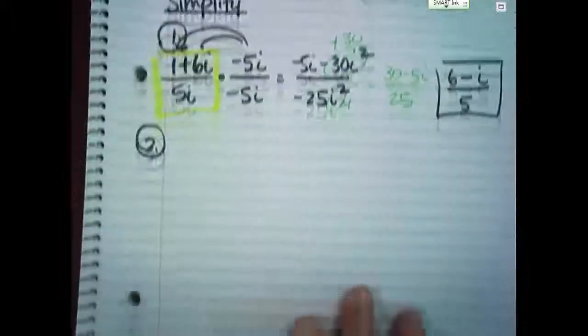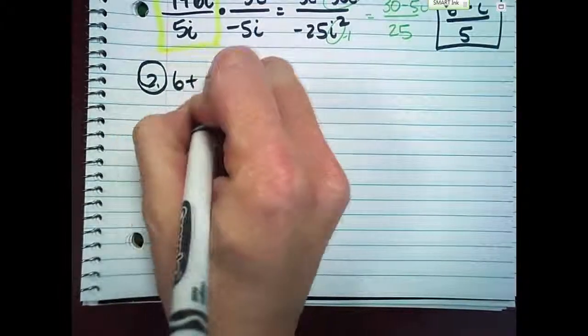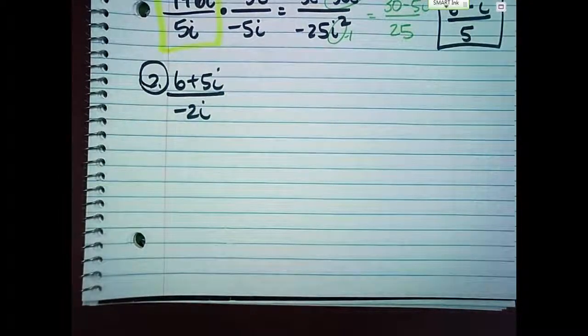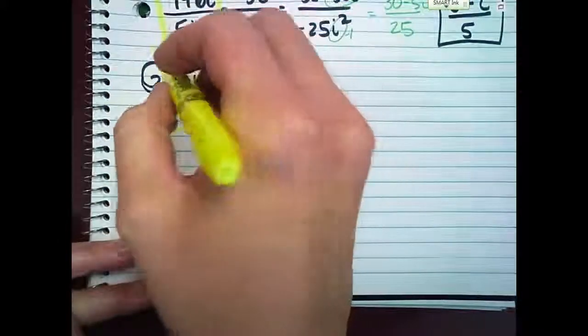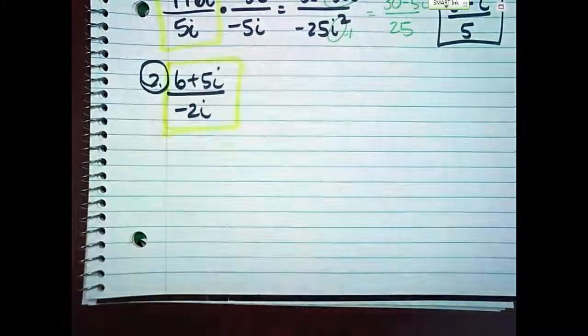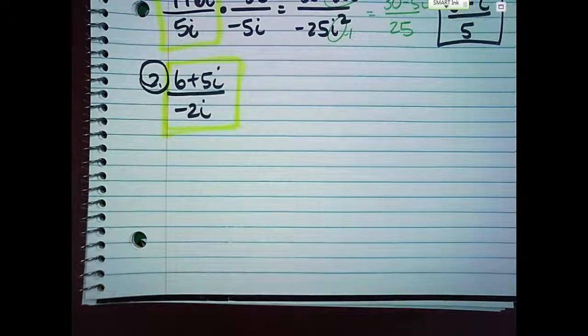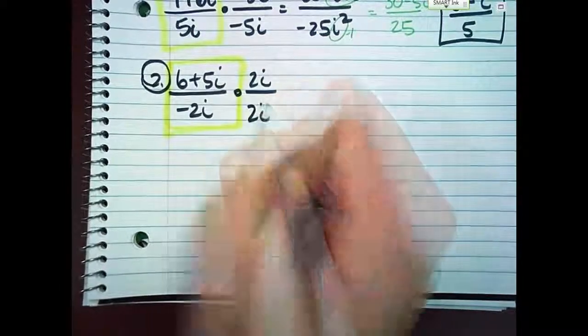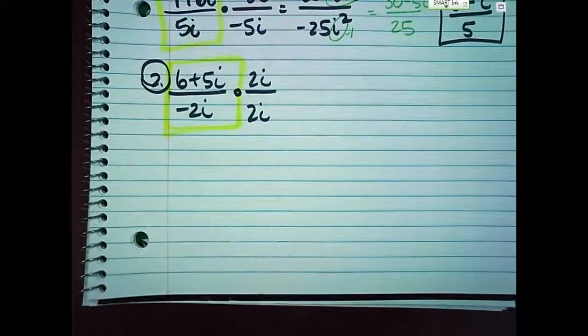Number 2. We have 6 plus 5i over negative 2i. What are you going to multiply by? 2i. We have to multiply both the bottom and the top because really we're just multiplying by 1, right? 2i over 2i is 1. It's just going to make it look more acceptable.